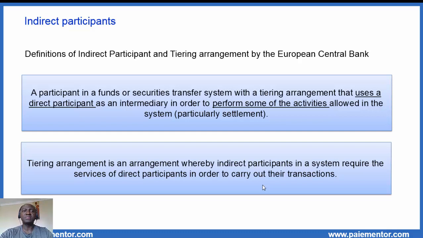An indirect participant does not carry out all the activities allowed in the system. The direct participant performs some of the activities on its behalf. Which activities can be carried out by a direct participant on behalf on an indirect participant? We will now consider the two models that indirect participants use to access clearing systems and see which activities are carried out by the direct participants on their behalf.